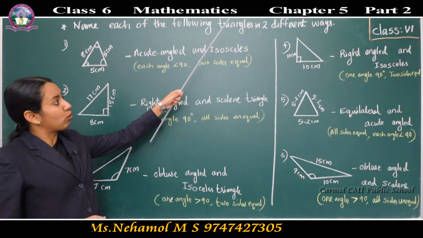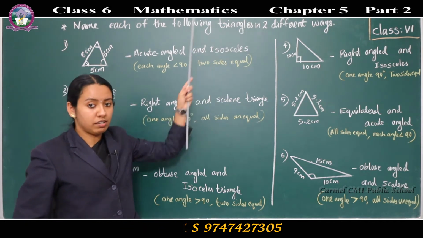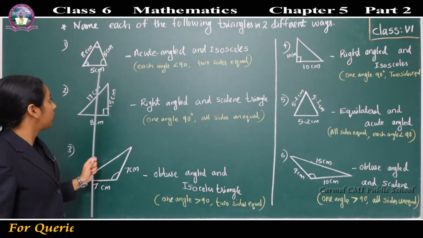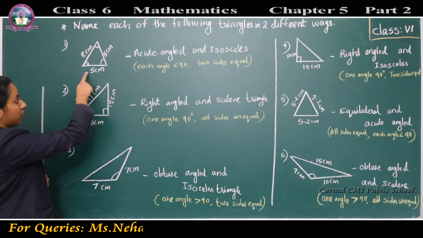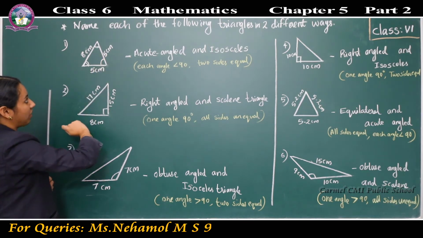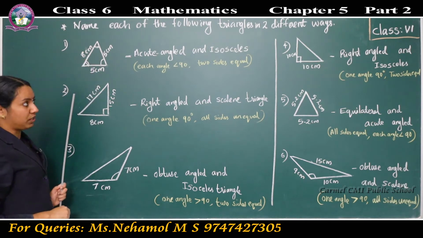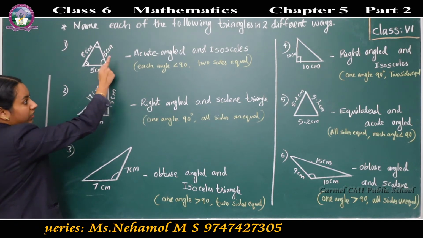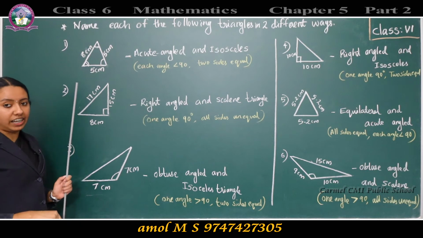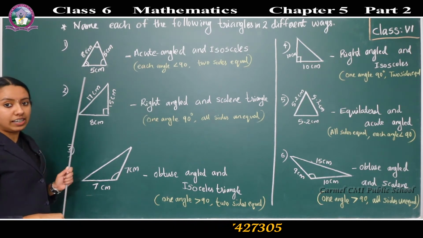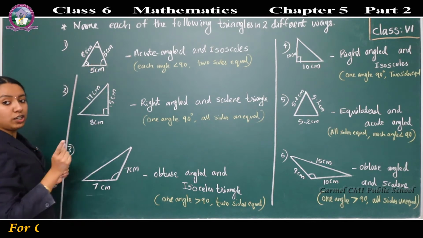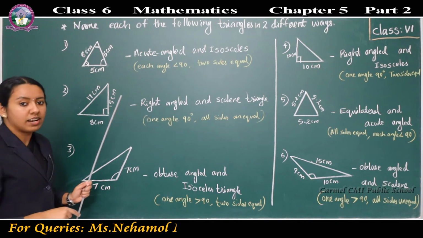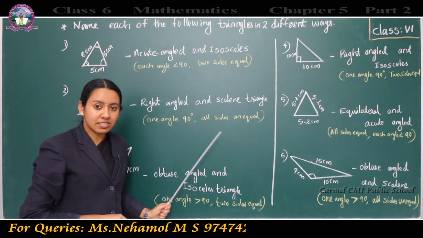Name each of the following triangles in two different ways. First triangle is given here. One side 5 centimeter, this side also 5 centimeter, and this side is 8 centimeter. So it is an isosceles triangle because two sides are equal. Each angle is less than 90 degree, so it is an acute angled triangle. So we can name this triangle in two ways: acute angled and isosceles triangle.